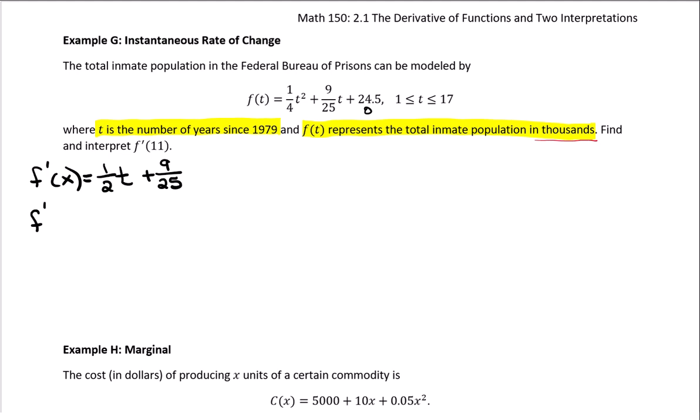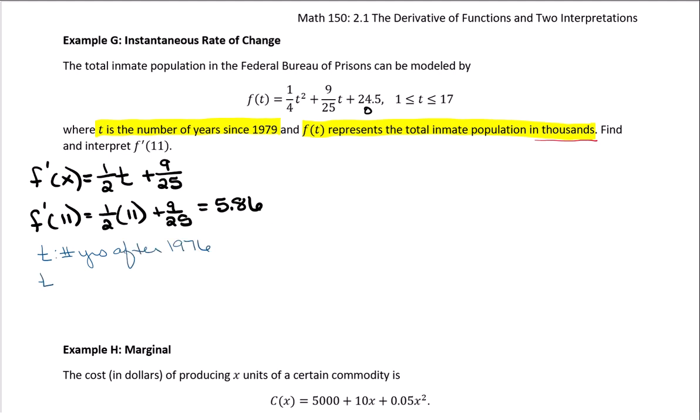Now we want to plug in the number 11. For this example, we're going to go ahead and round, since we're talking about a population in thousands. So it makes it a little bit easier to multiply that decimal by thousands. So keep in mind that we were told that t is the number of years after 1979. So if t is 11, 1979 plus 11 will give us the year 1990.